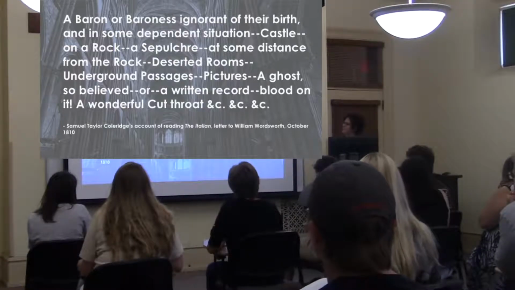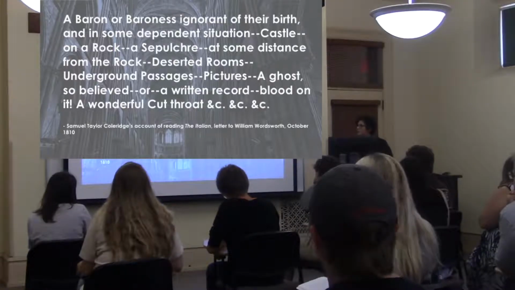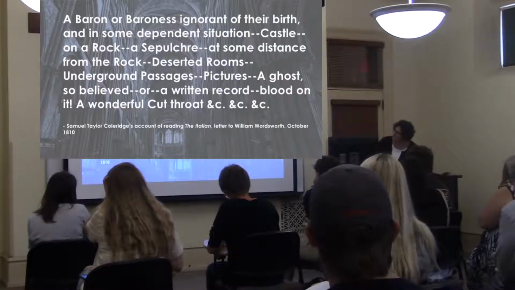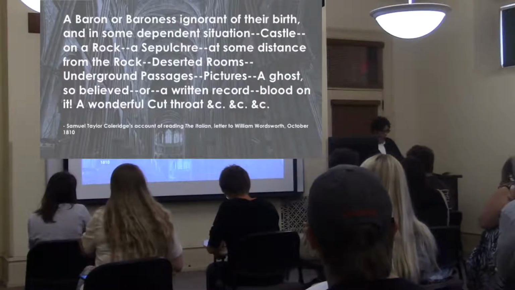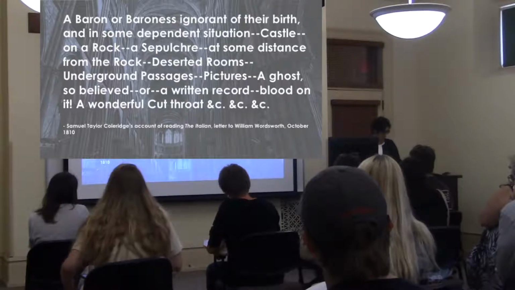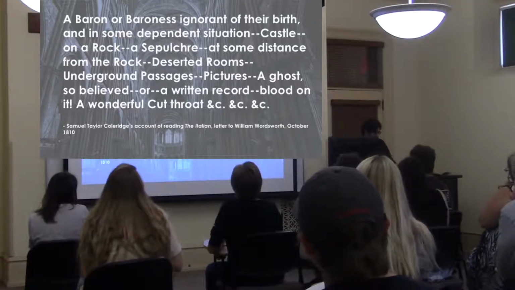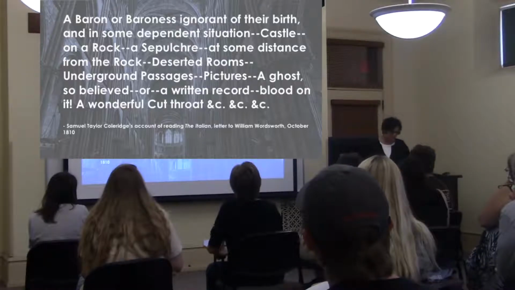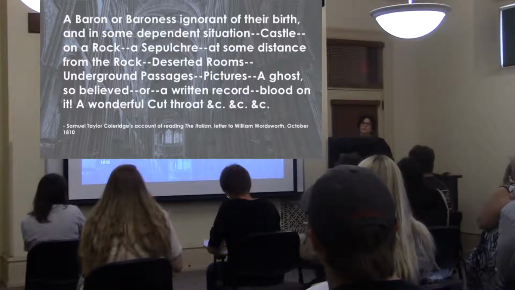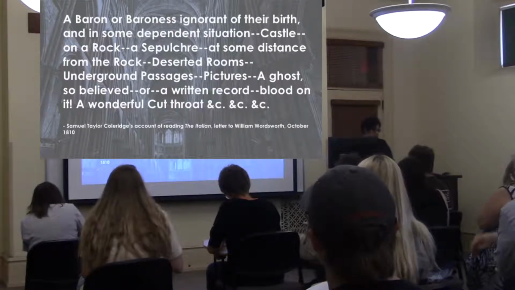So this was written by Samuel Taylor Coleridge to his friend William Wordsworth after reading The Italian. He read it in 1810. And even though he's being funny, his précis does capture two important characteristics of Radcliffe's work. First, he touches on several of the stock tropes that define Gothic as a genre. And then second, he notes Radcliffe's signature mood, which was an important intervention that legitimized the genre for critics, and that is a ghost, so believed.